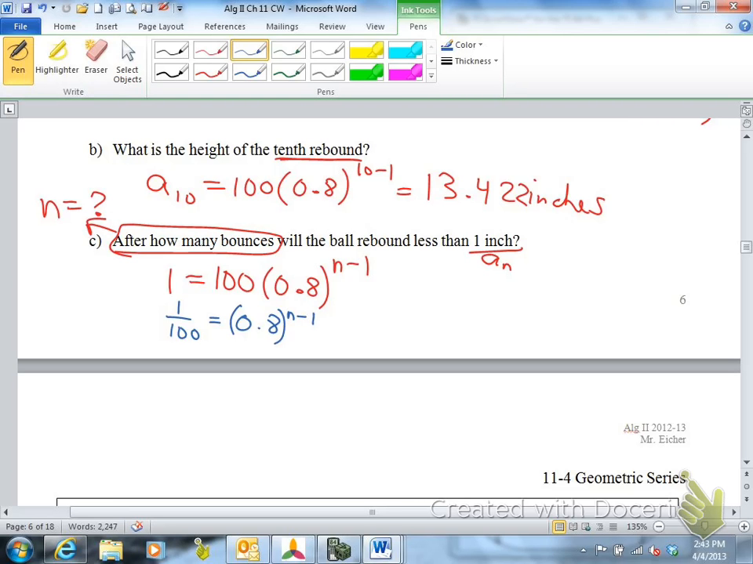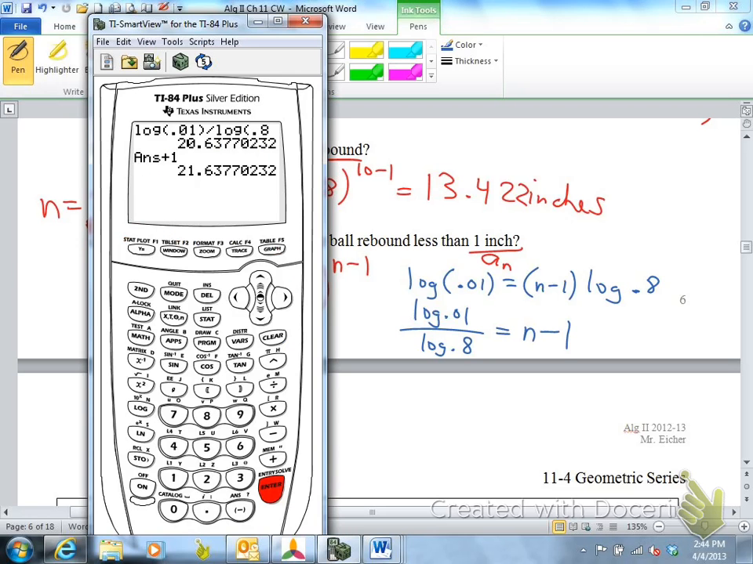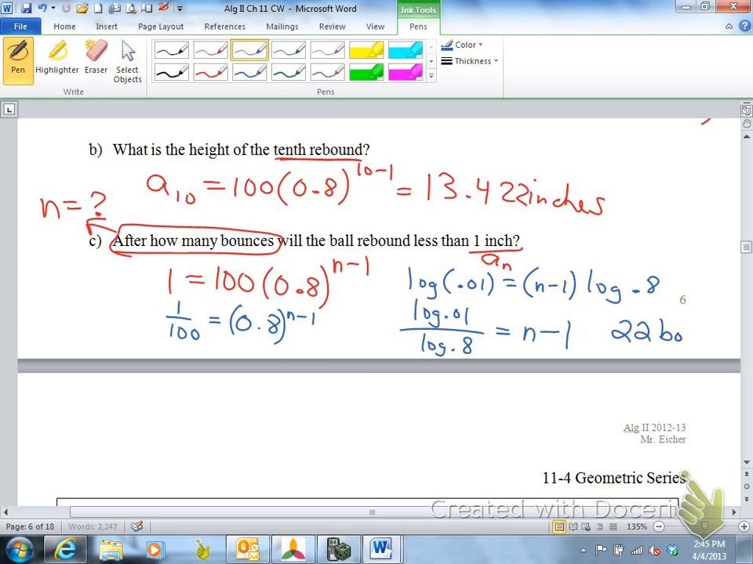We would divide by 100, 0.8 to the n minus 1. And we would log both sides from the previous chapter. So you'd have log of 0.01, which is 1 over 100 as a decimal, equals, bring down the exponent, n minus 1, log of 0.8. And solving that, you divide both sides by log 0.8. You have log 0.01 divided by log 0.8 equals n minus 1. And then you'd use your calculator and add 1. And you might get a decimal answer, but you would round to the nearest bounce. So the answer is 22.6, but we say 22 bounces before it is less than 1 inch from the ground.